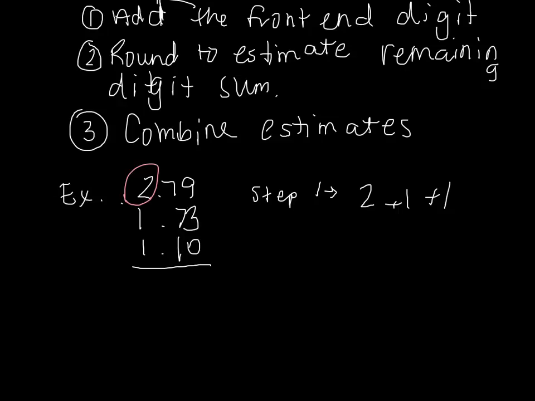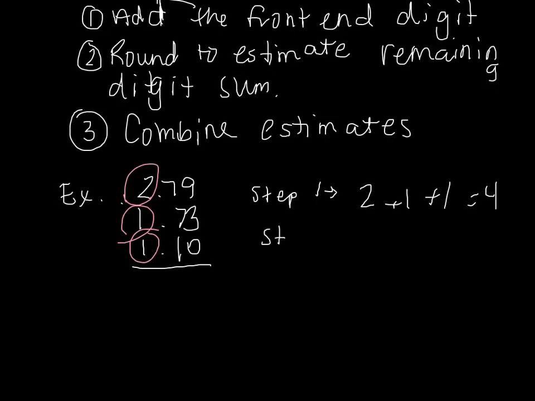Plus 1. Again, the front end digits, I'm just adding them. If they were crazy numbers, then I'd estimate them so that they're easier to add. But these ones are pretty easy. I can do 2 plus 1 plus 1 in my head, and I know that I'm going to get 4. Okay, so now step 2 is to round to estimate the remaining digit sum.